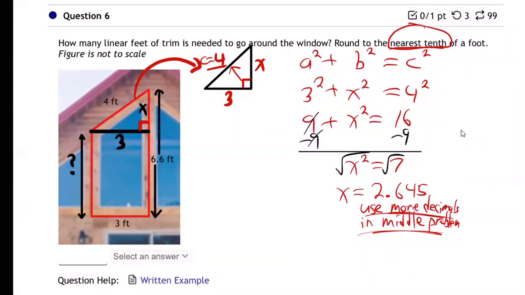So I can do that better. No, that was not better. No, that wasn't either.